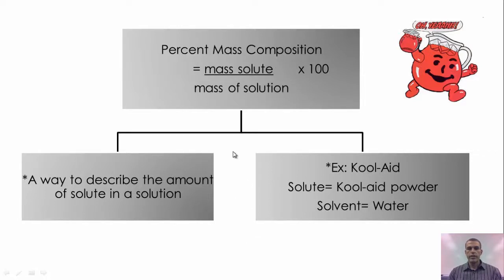And how we do that is we take the mass of the solute, so what's being dissolved, and we divide it by the mass of the solution, or the mass of the entire mixture that we have. So it's your mass of your solute plus your mass of your solvent, and then you divide that and multiply by 100. And this is basically a way to describe the amount of solute that's been found in the solution.